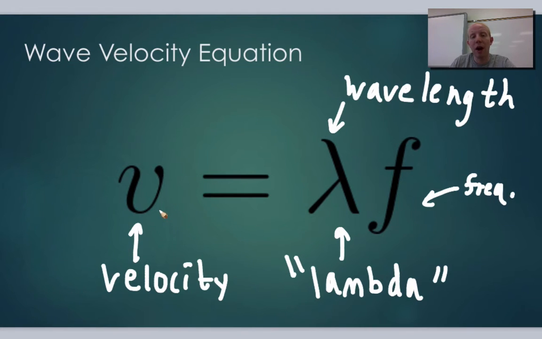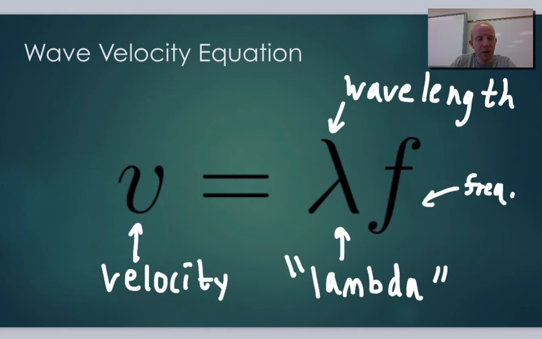If we want to figure out how fast a wave is moving, we need to take how long the wave is and multiply it by how fast it's oscillating. I don't have time right now, but in class we talk about how we can derive this from regular kinematic equations, which is kind of cool. But for now, just accept it on my word that the velocity is equal to the wavelength times the frequency.